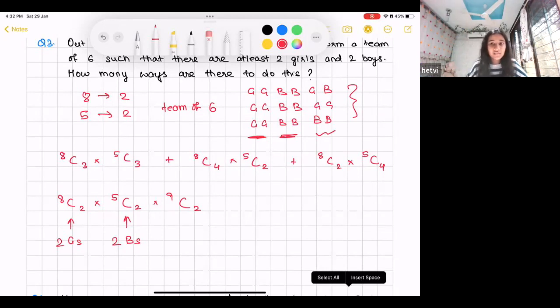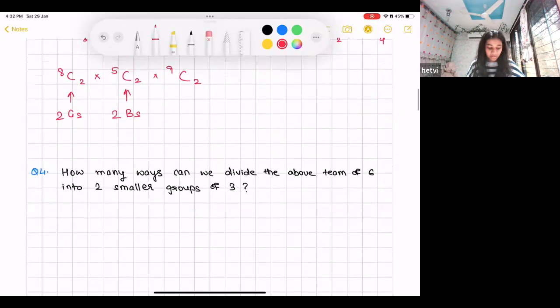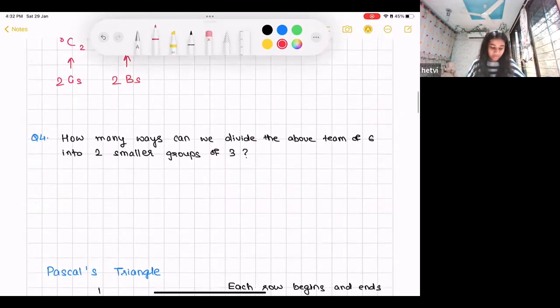Okay. A few people joined late, so we have not covered a lot. We were just doing a quick revision of combinatorics, permutation, and combination. We did 1 or 2 questions. Okay. Try this question.